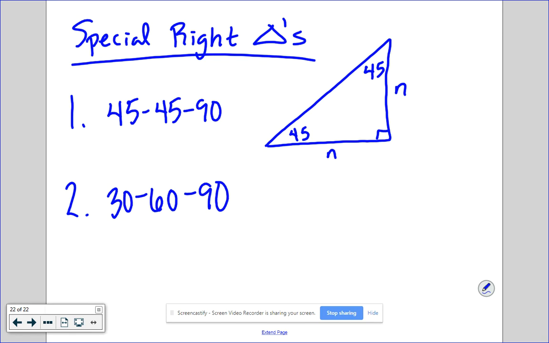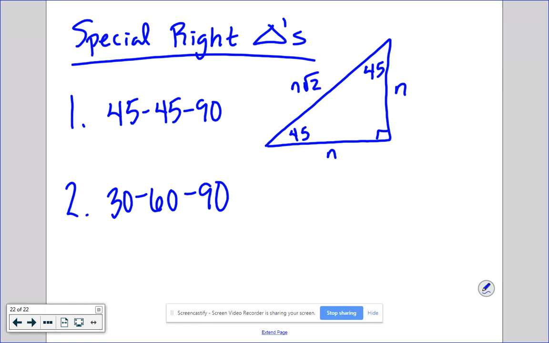Okay? And then do we remember what the ratio was, or what we multiplied n by to get our hypotenuse? You're close. Square root of 2. Okay? Do we remember that? Is that ringing a bell now? 45, 45, 90 is n square root 2.